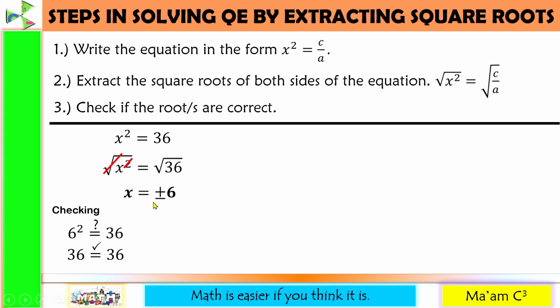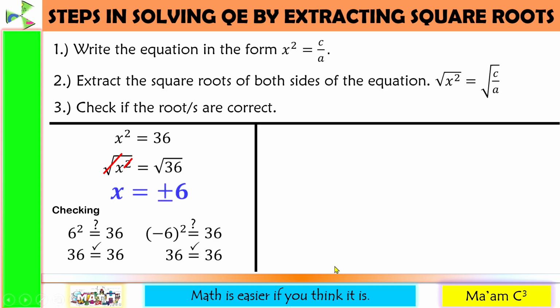Next, let us substitute negative 6 in our original equation. So this will become the quantity negative 6 squared is equal to 36. Are they equal? A negative number raised to an even exponent will become positive. So 6 squared again is 36. So this is 36 is equal to 36. And that is correct. Therefore, our answers, positive and negative 6, are correct.